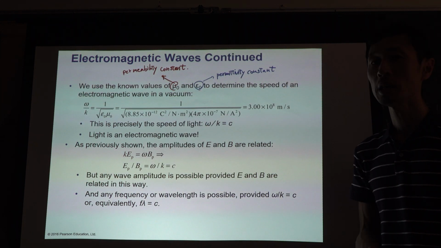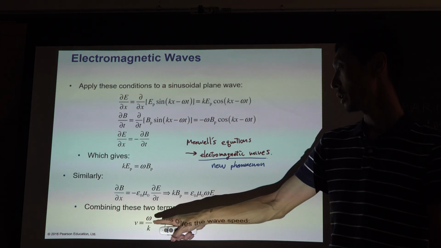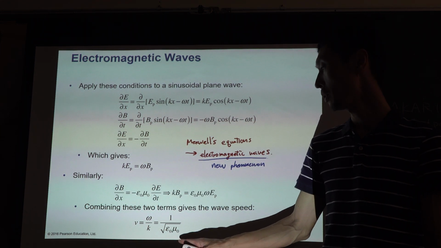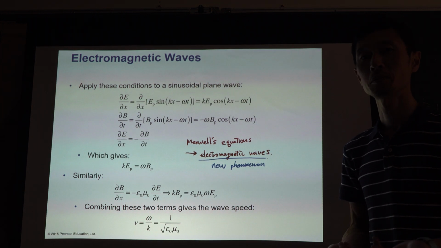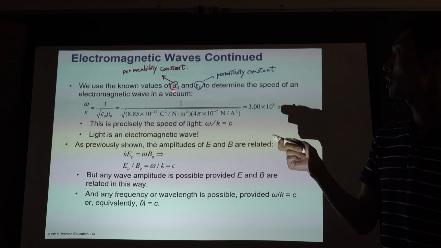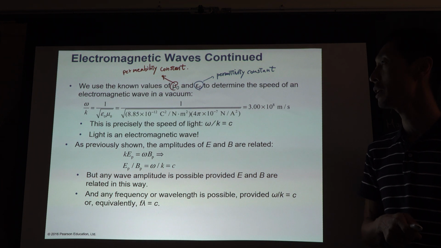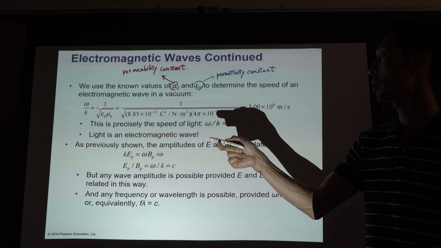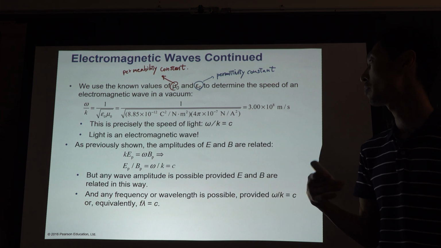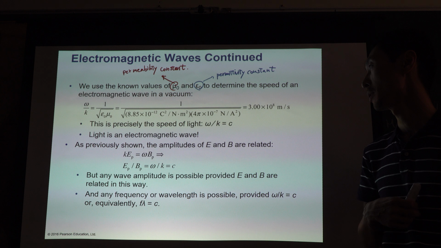And then what's the speed of these electromagnetic waves? We can calculate it, right? The velocity of this wave is this, and we already know the values of epsilon 0 and mu 0. So why don't we put these numbers in? Mu 0 is the permeability constant for the magnetic field. Epsilon 0 is the permittivity constant for the electric field. We have seen these numbers several times previously. And you get this: 3 times 10 to the 8 meters per second.